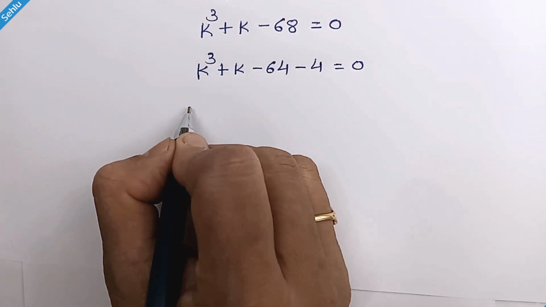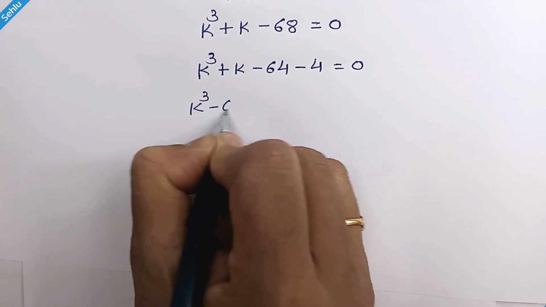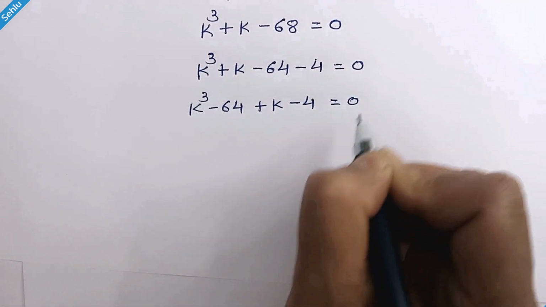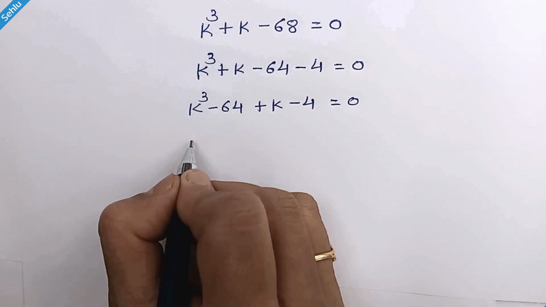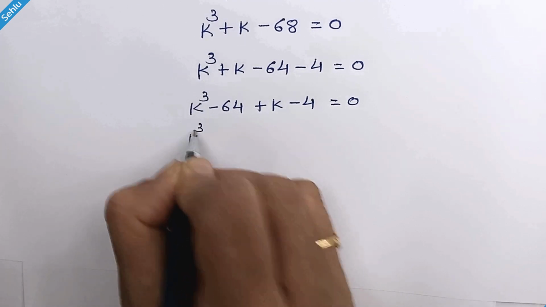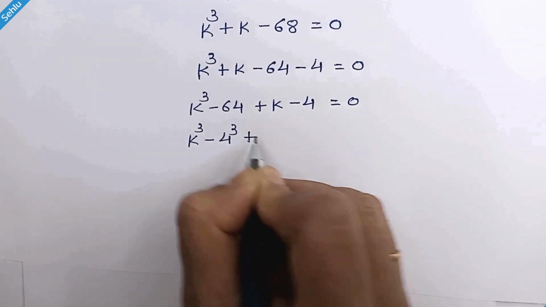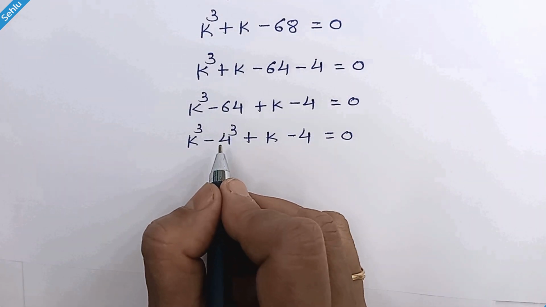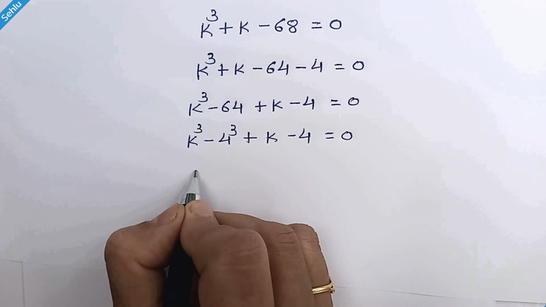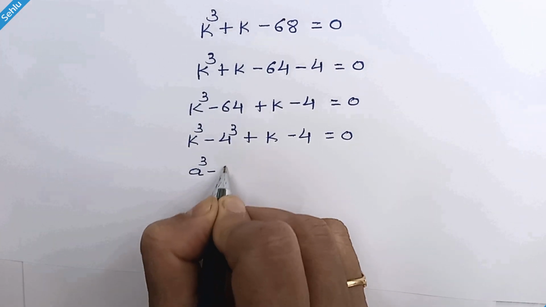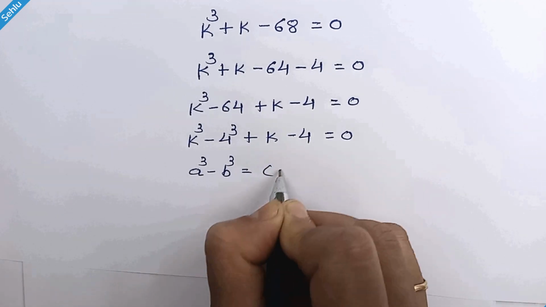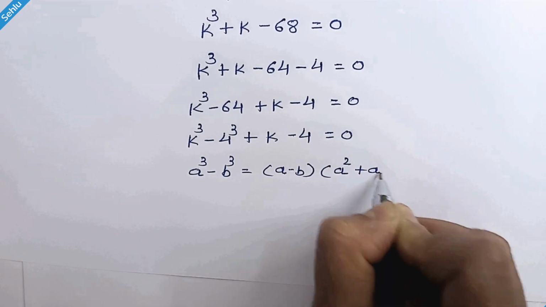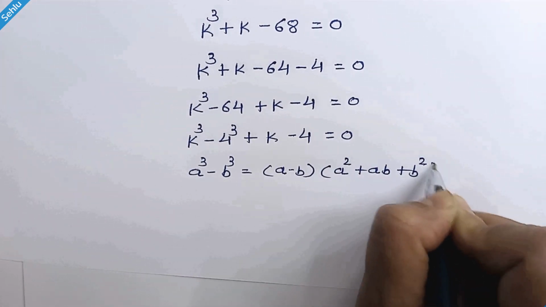Now let's rearrange this equation. So it will be k cube minus 64 plus k minus 4 is equal to 0. 64 is 4 cube. So we can write k cube minus 4 cube. Now for this part, let's recall an identity which says if we have a cube minus b cube, then it can be a minus b times a square plus ab plus b square.